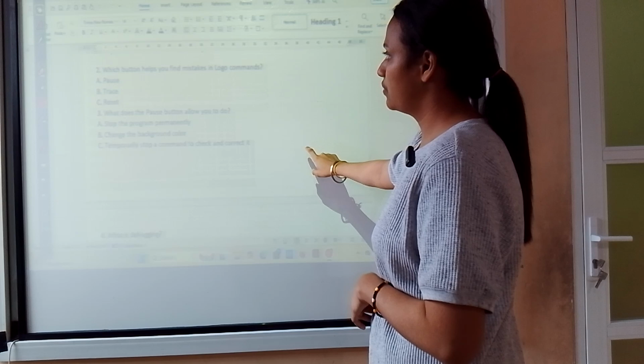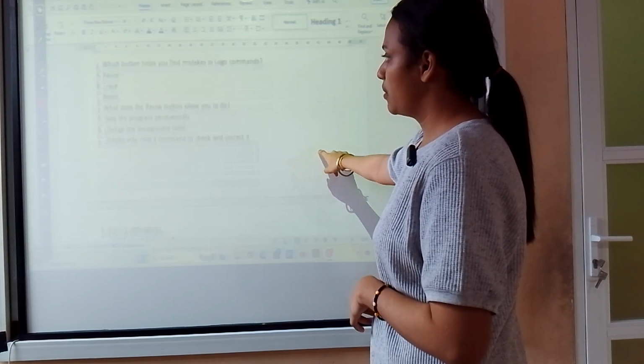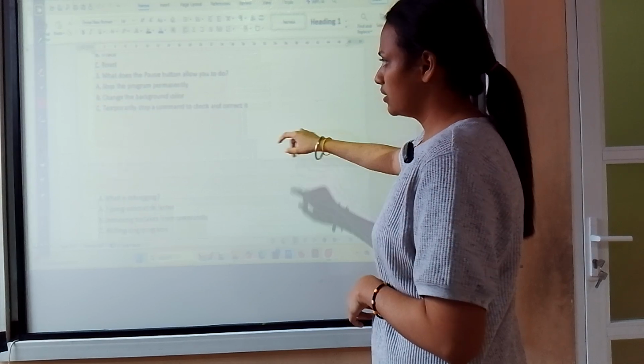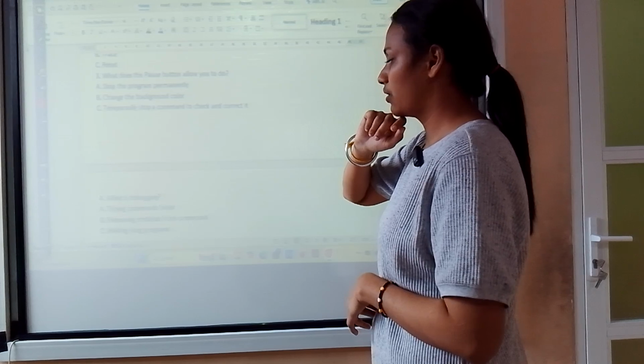And then, which button helps you find mistakes in the logo? It is trace. What does the pause button allow you to do? Temporarily stop a command to check and correct it.